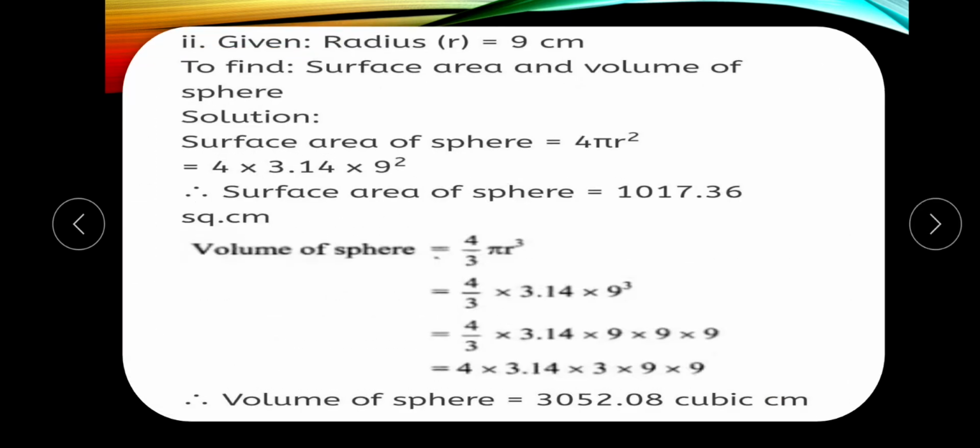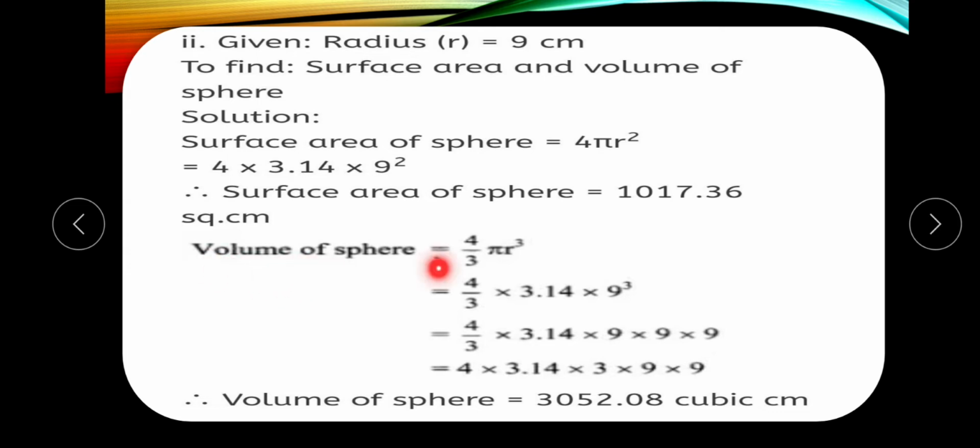Next question. The radius is given as 9 cm. We need to find the surface area and the volume of the sphere. We'll find the first one, that is surface area of the sphere is equal to 4 pi r square. Substituting the values, we get 4 into 3.14 into 9 square. Therefore, surface area of sphere is equal to 1017.36 square centimeter.